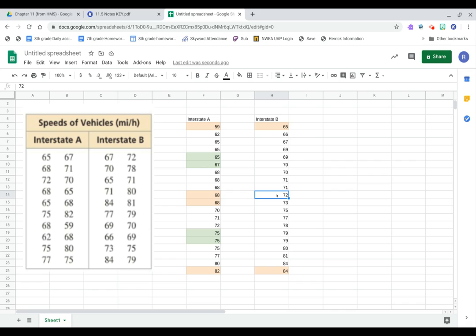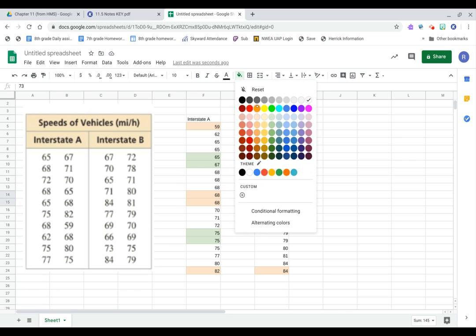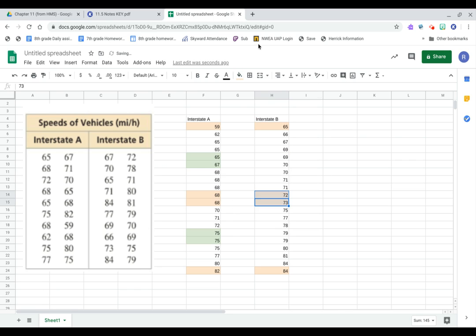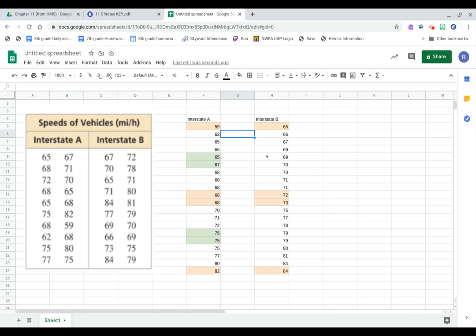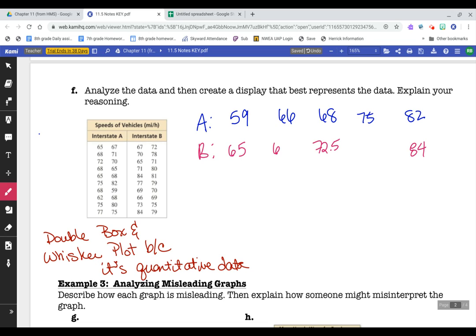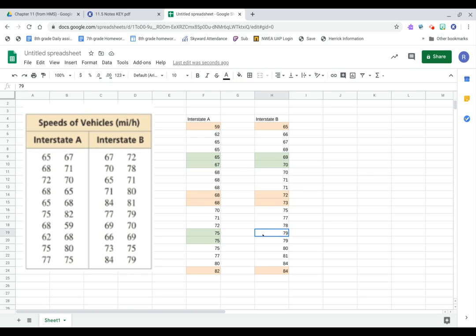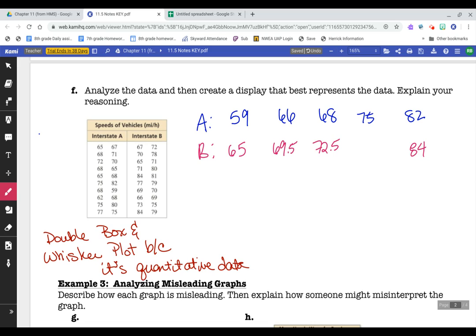So the median will be 72 and 73. We need to figure out that average. Well, in the middle of 72 and 73 is 72 and a half. Okay. And then to figure out quartile 1, it would be the average of 69 and 70, which would be 69 and a half. And finally, quartile 3 would be an average of 79 and 79, which is just going to be 79. Okay, so Google Sheets has played its role.